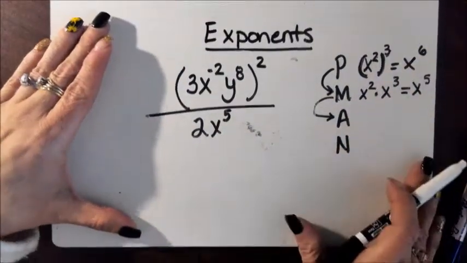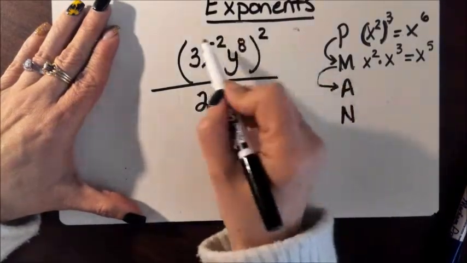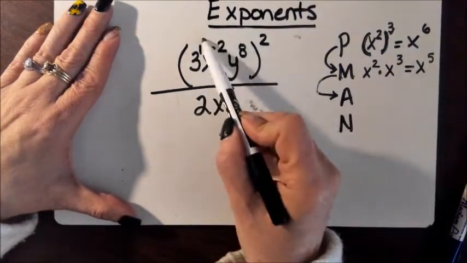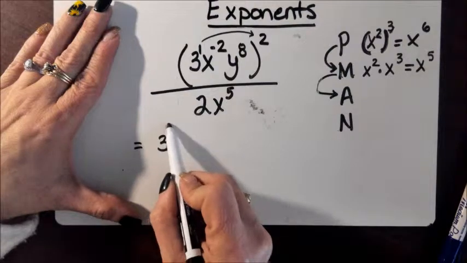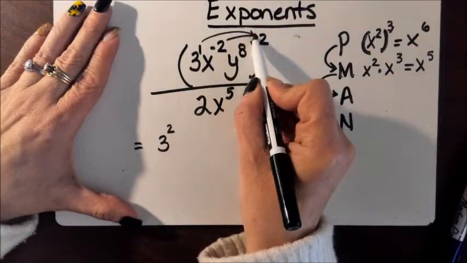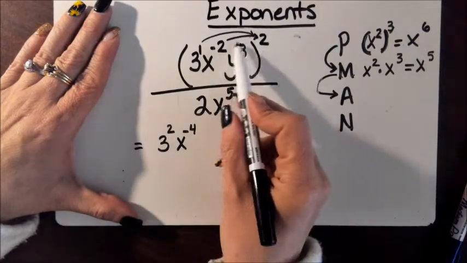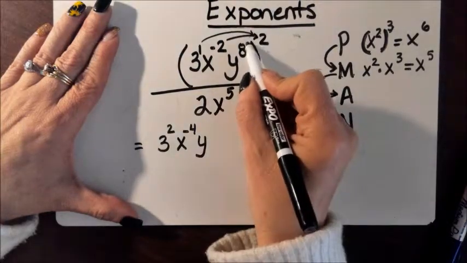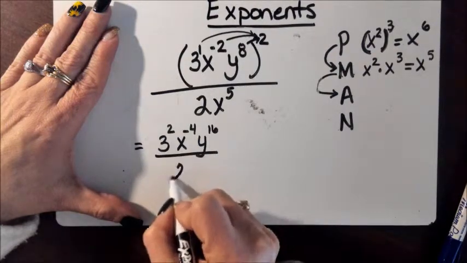So here's where you have to be a little bit careful. This is 3 to the 2nd power. It's not 3 times 2. Remember, every number has an exponent. If it's not there, it's a 1. So this is 1 times 2, so this is going to become 3 to the 2nd power because 1 times 2 is 2. Then I'm going to do negative 2 times 2. That's going to be x to the negative 4 power. Even though it's negative, you still just multiply. P-man says multiply. And then we're going to have y, 8 times 2 will be 16. On the bottom, I still have 2x to the 5th.